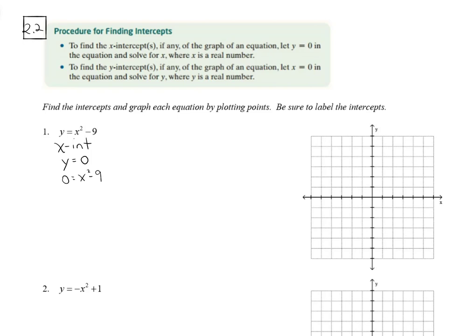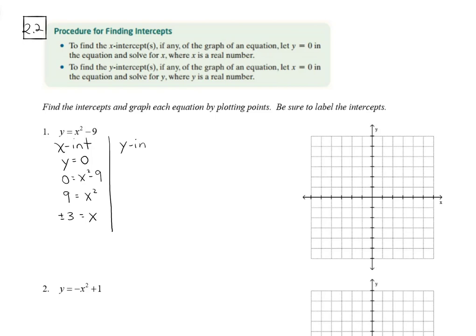As we learned last chapter, there's multiple ways of solving this. I'm going to use the square root method. And so square rooting both sides, I'm going to get plus or minus 3 is equal to x. So we actually have two x-intercepts. And that's okay, you can have multiple x-intercepts.